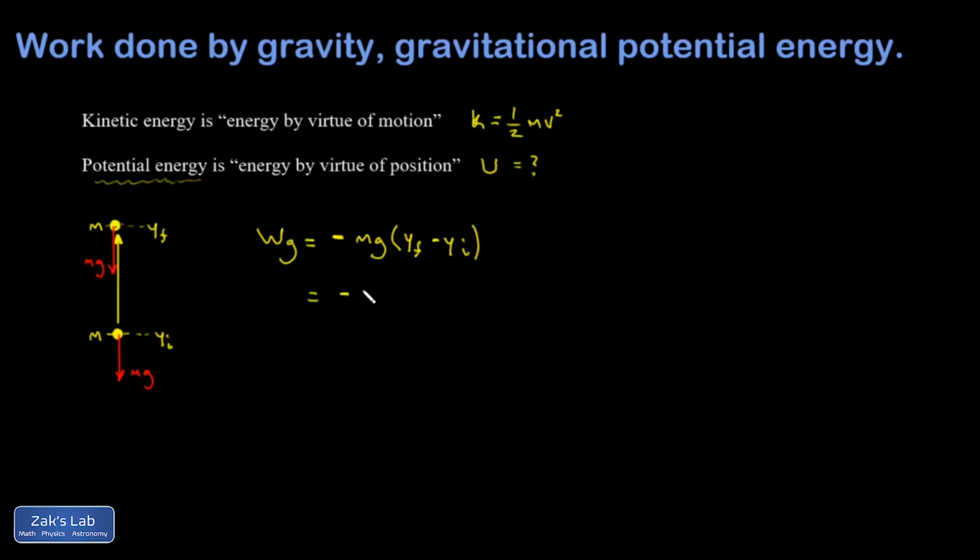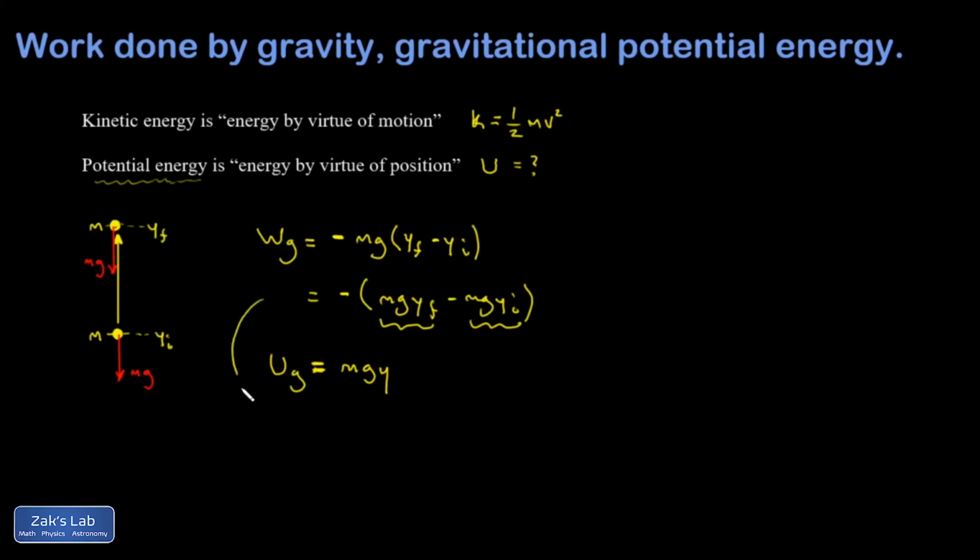So I could distribute that mg, and I get an mg y final minus an mg y initial. And here's where we give this thing a new name. And we're going to call it gravitational potential energy. All right, so mg times the y coordinate, mgy, is going to be called gravitational potential energy.